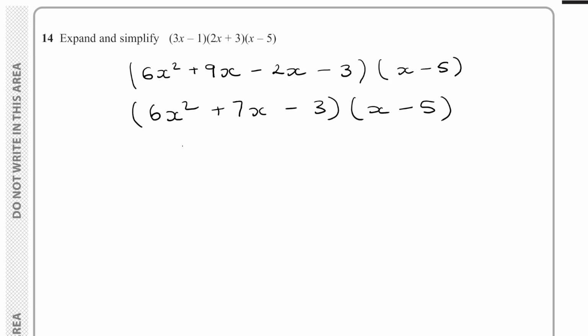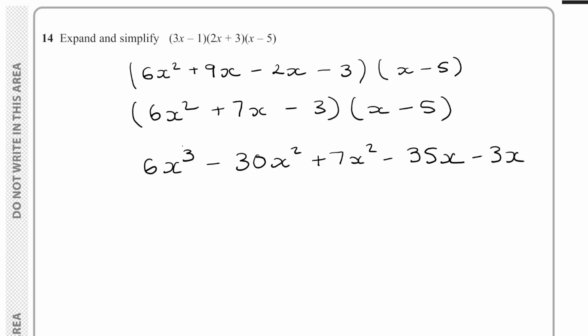So now I'm going to expand these two brackets. Every term in the first bracket has to be multiplied by both the terms in the second bracket. So 6x squared times x, 6x cubed. 6x squared times negative 5 is negative 30x squared. 7x times x, 7x squared. 7x times negative 5, negative 35x. Negative 3 times x is negative 3x. And negative 3 times negative 5 is a positive 15.